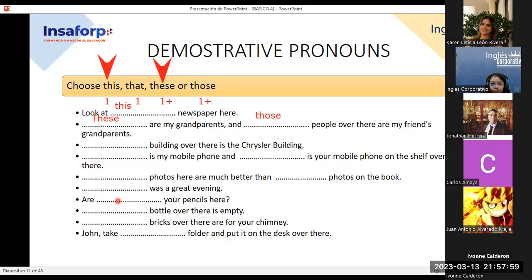Next one, are. Tengo la palabra here. Are these your pencils here? Very good, very good. Next one, cola bottle. What do you have in here? That or this? That bottle, right? That bottle over there, porque tenemos over there. So over there is como la de allá. Over there is empty. Bricks over there. Eso está bien fácil. What do you have? Those bricks over there are for your chimney.